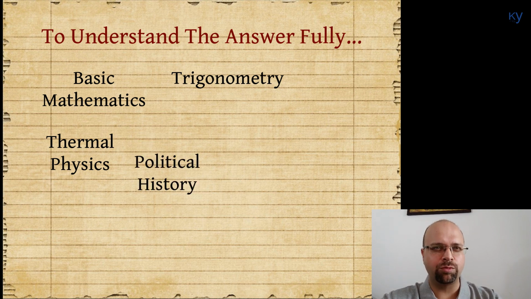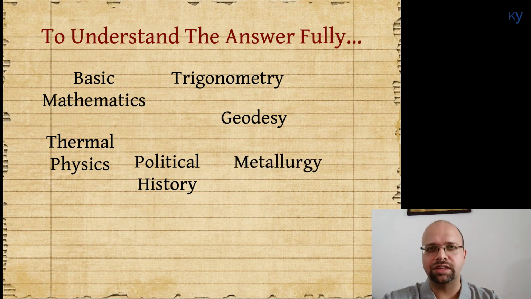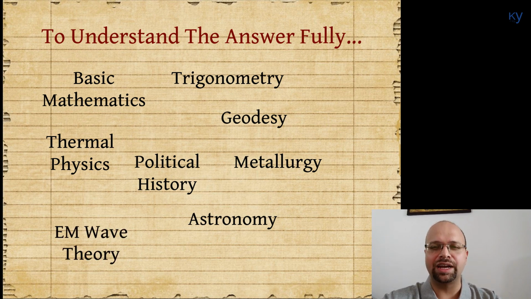We need some understanding of political history because a lot of this is actually motivated by historical events. We need geodesy, which is basically the science dealing with measurements of distances. We need metallurgy because it tells you the properties of metals, and that will also become relevant later. We need astronomy. Why? Hold your horses, we will get there. We will need electromagnetic wave theory, optics, and spectroscopy.